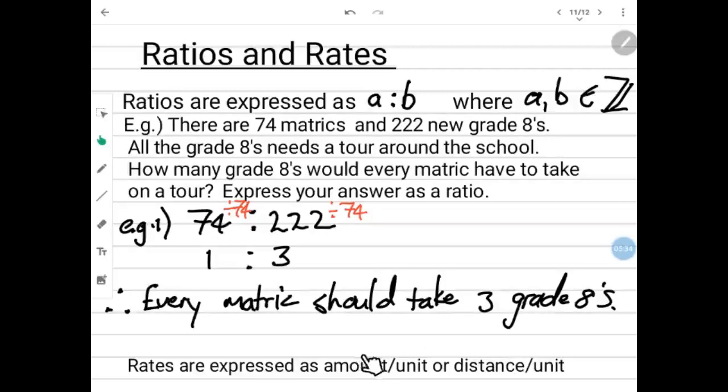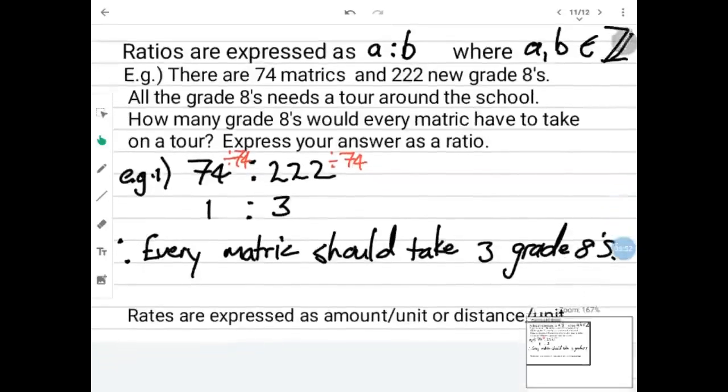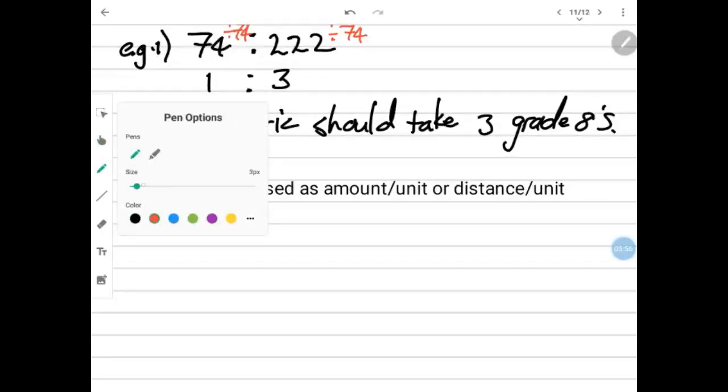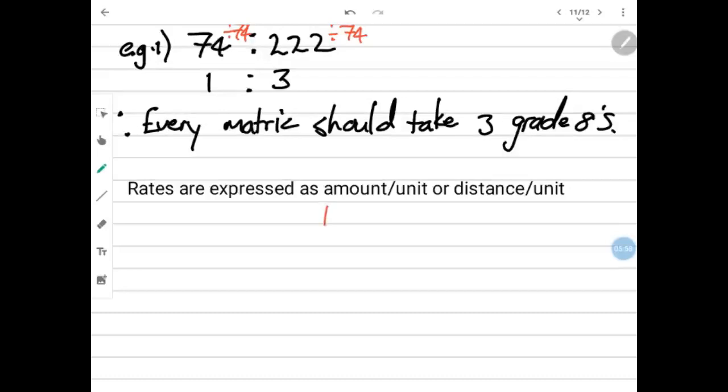So amount per unit is like the price of fuel, so rand per litre. What is the price now for petrol? It's around about 14 rand 15, let's say. 14 rand 15 per litre, right? I think let's write it down. So we can even say this is like saying it's 14 rand 50 per litre. All right, okay, that's a rate.